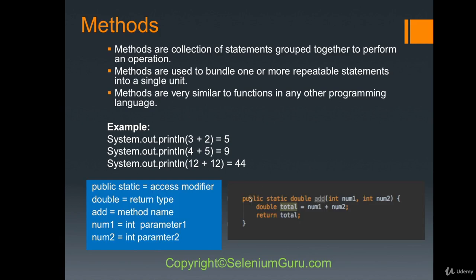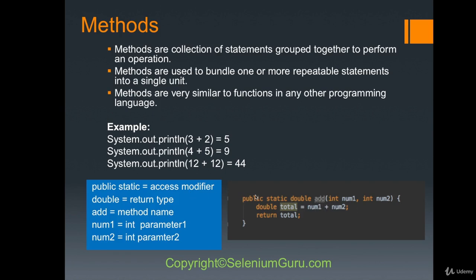I've got this method here: public static double add(int num1, int num2). Here I'm creating a method that returns the total from these two numbers, num1 and num2. In this method, I've got a total variable of double data type, which does an addition operation for num1, the first parameter, and num2, the second parameter. You add those two numbers, num1 plus num2, then you return the output. As you can see, this is a method that returns the output of the two numbers.